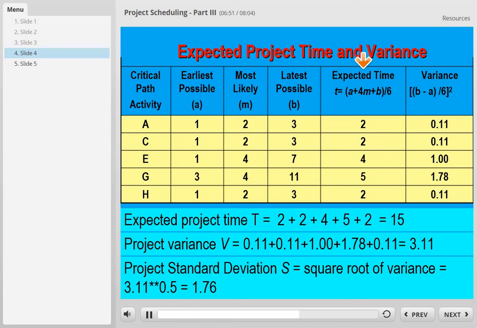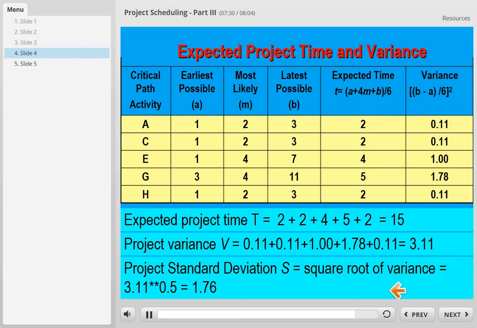What are the numbers in this column? It is the expected time for activities on the critical path. So it is t equals 15. The project variance is the summation of numbers in this column, which are the variances of activities on the critical path. So it's going to be something like this. And the result of the summation is 3.11.